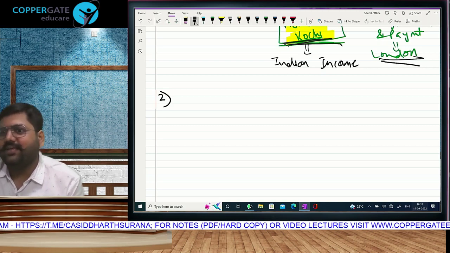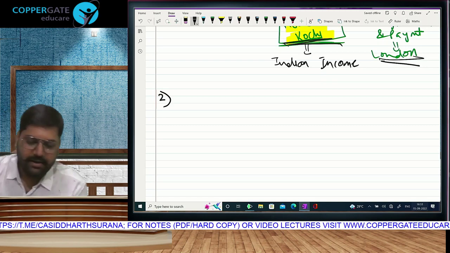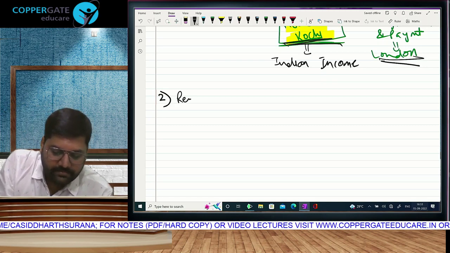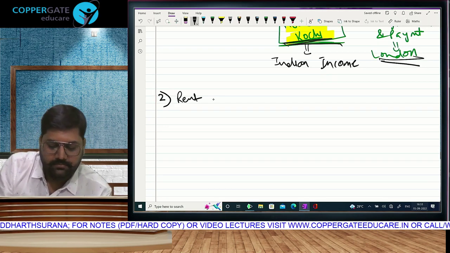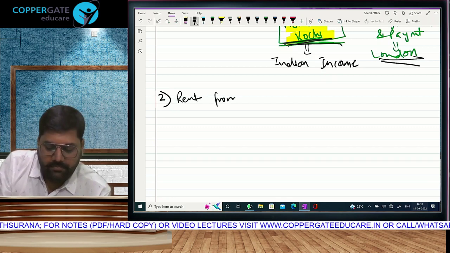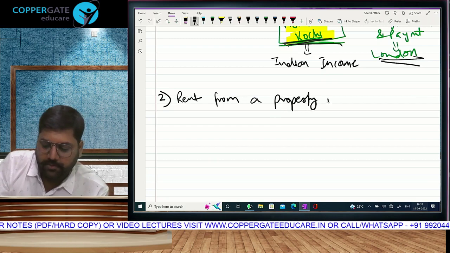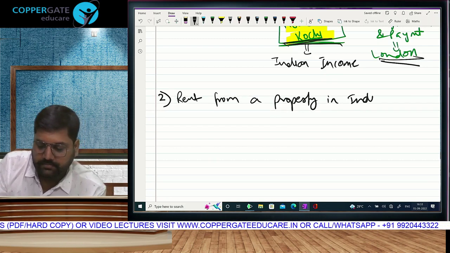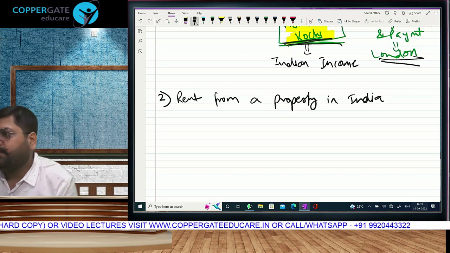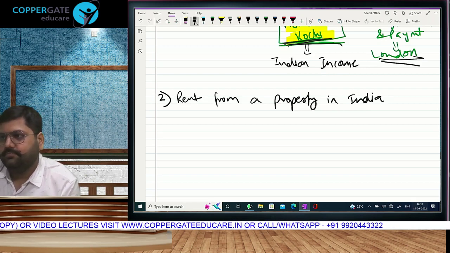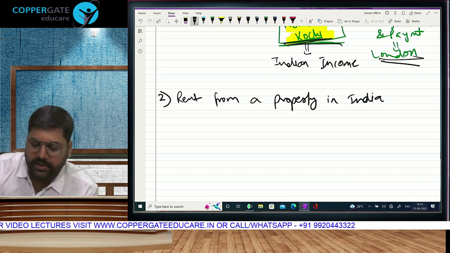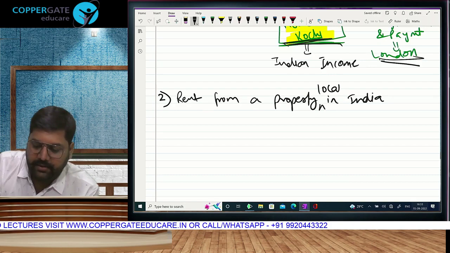That is, we will not check anything, make it Indian income. Correct? Rent from a property in India. Or should I say, property located in India.